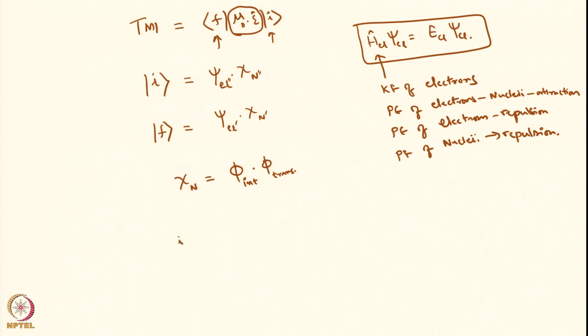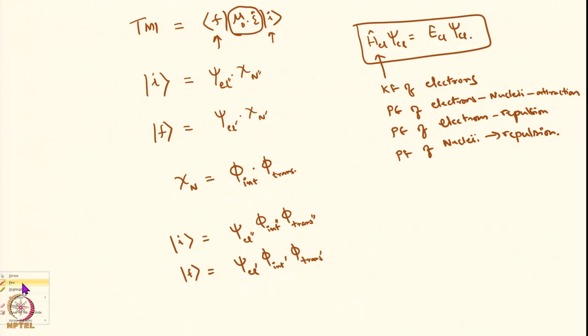Okay. So, your I will now become psi electronic into phi internal into phi translation, and your F will be equal to psi electronic phi internal phi translation. Okay. So, now let us write the transition moment integral.